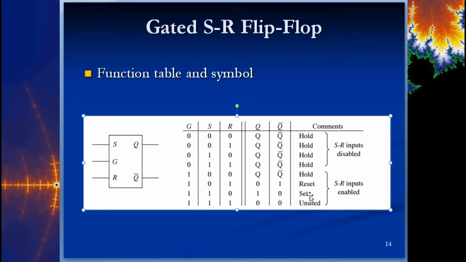Okay. Now, just because we have a gate in front doesn't mean that we are now going to use the 1, 1 condition either. So it still stands that the other 4 conditions here, where set and reset actually matter, look exactly the same as a regular SR flip-flop. The only difference is now we have these 4 gate condition possibilities where the gate is low.